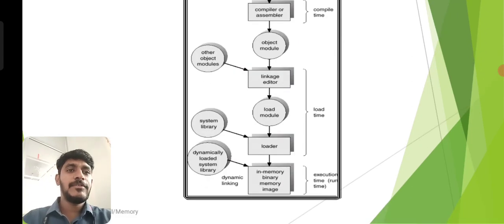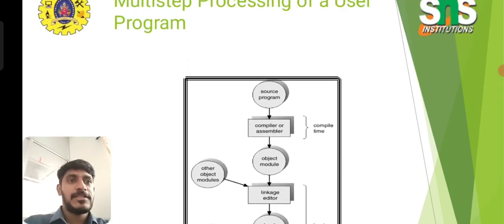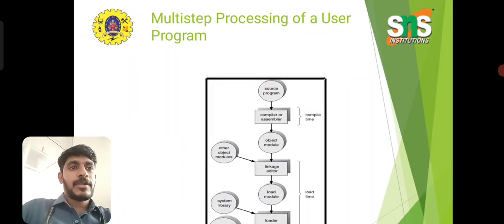Then at load time, we have different kinds of processes. Here we have the linkage editor, load module, and loader. Then the dynamic loader and system library, then dynamic linking in memory, the binary and memory image. So at execution time, we have these kinds of processes.